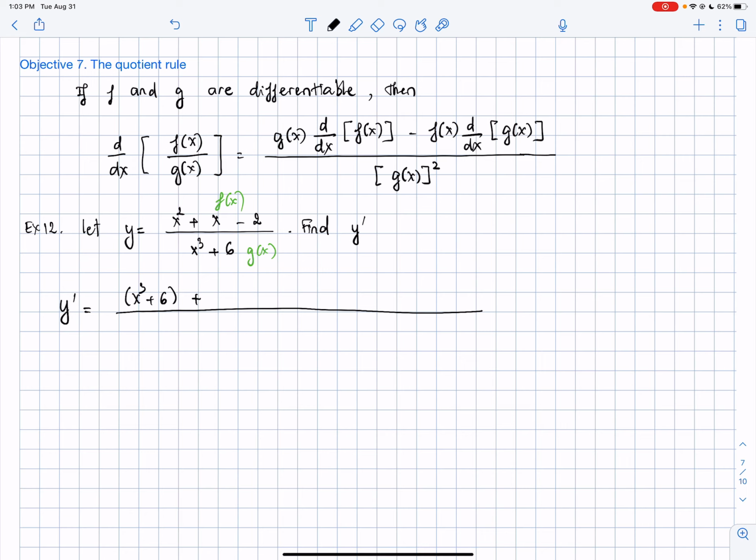Then multiply by the derivative of f of x, minus f of x times the derivative of g of x. And then in the bottom we have g of x squared.